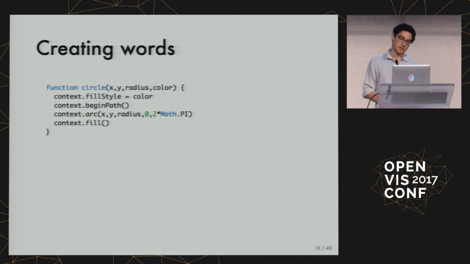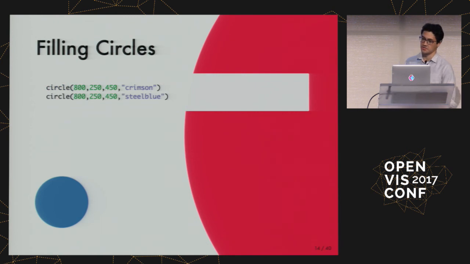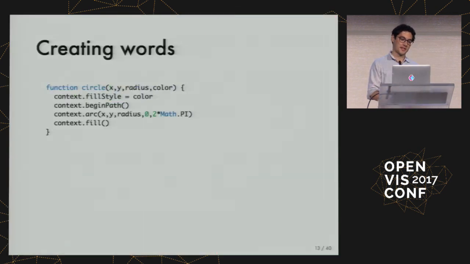Here is a word, a sort of metaphor for a circle. What we'll do is we'll pass in an X, a Y, a radius, and a color, and it'll immediately fill the circle on the screen. We can create the exact same image I showed a moment ago with our new circle function, and it looks a lot smaller. So don't be afraid to define functions and play with functions.